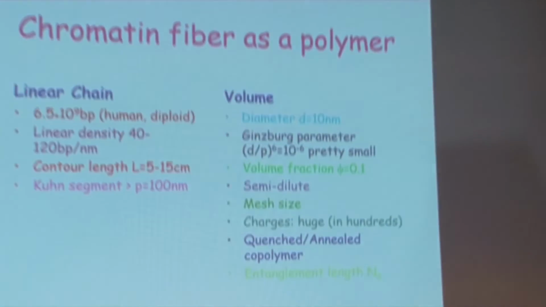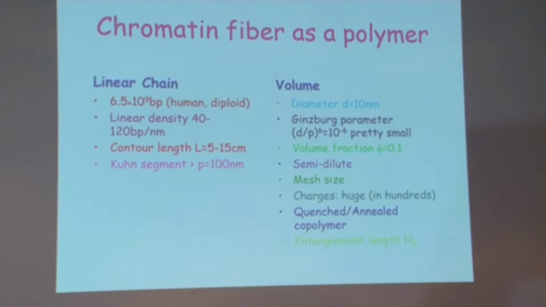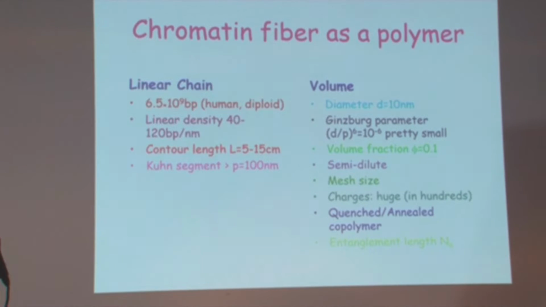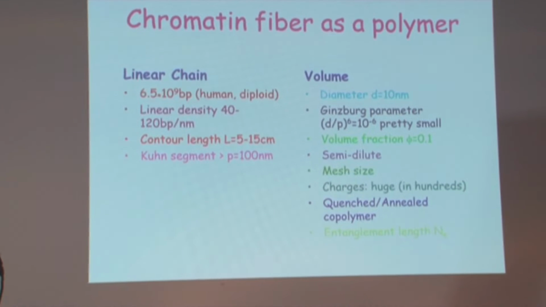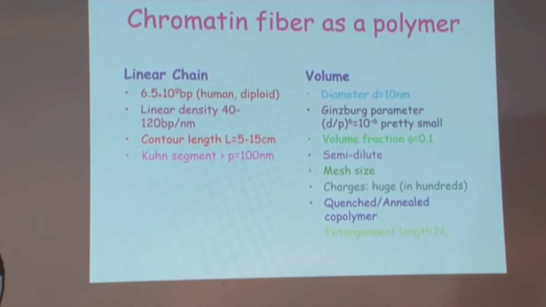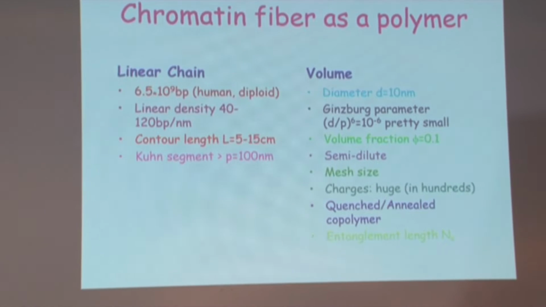A few estimates. If I don't know anything about the subject, how would I start? So chromatin fiber is a polymer, and many speakers refer to it as a polymer, sort of pretending then it's clear to everybody what is polymer and what is polymer physics and so on. I'm not sure it is exactly right. So let's try. This is the length of a linear chain in base pairs.